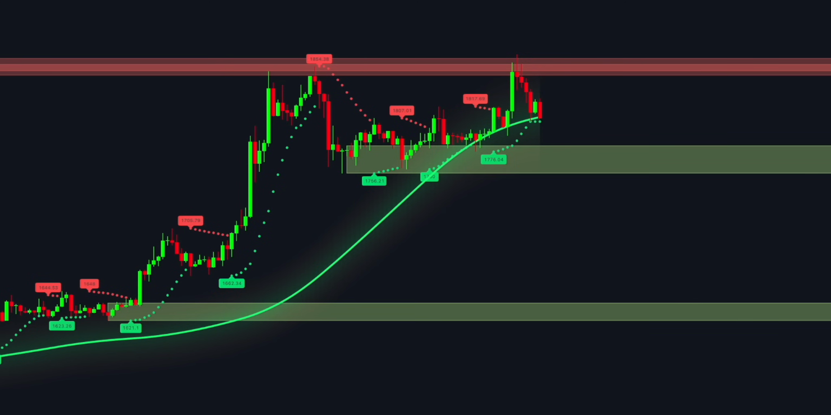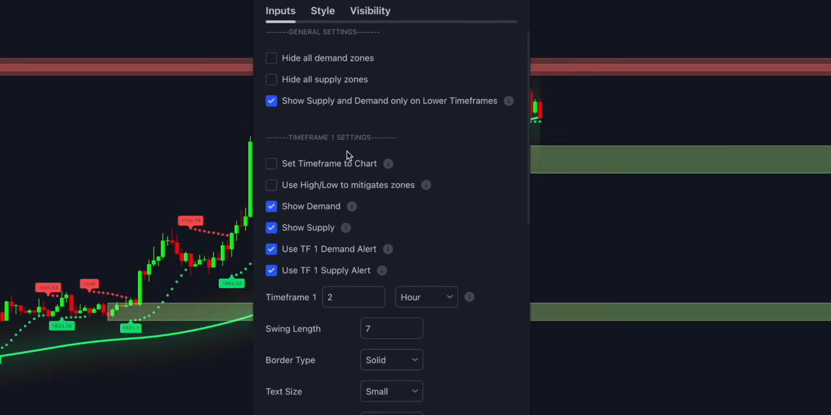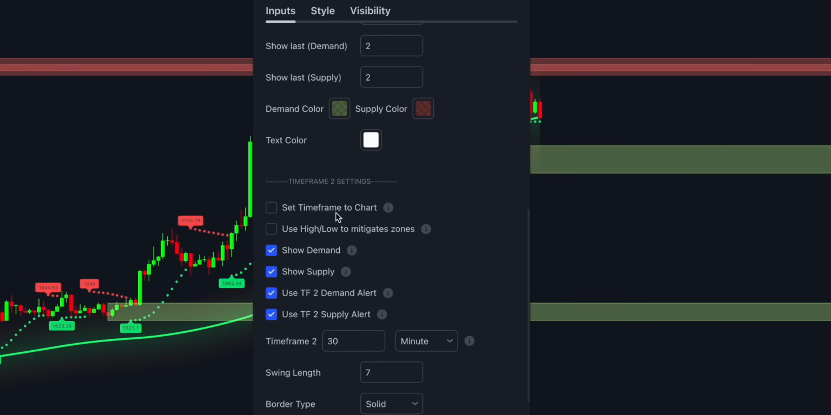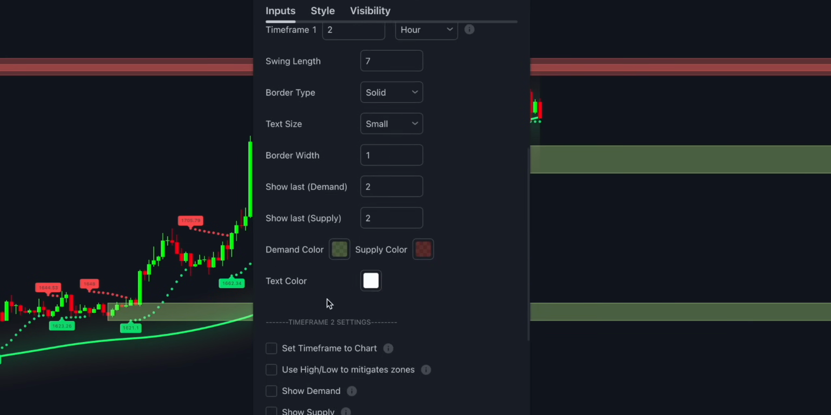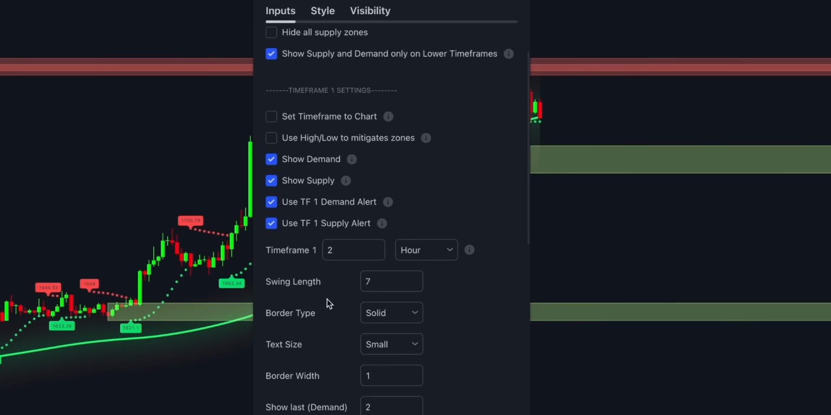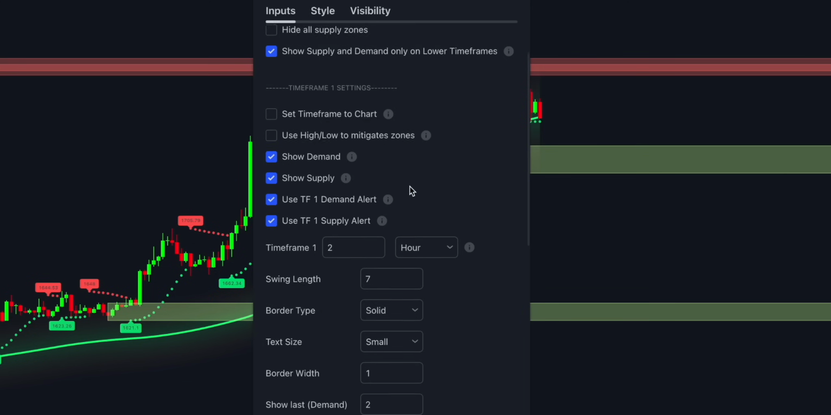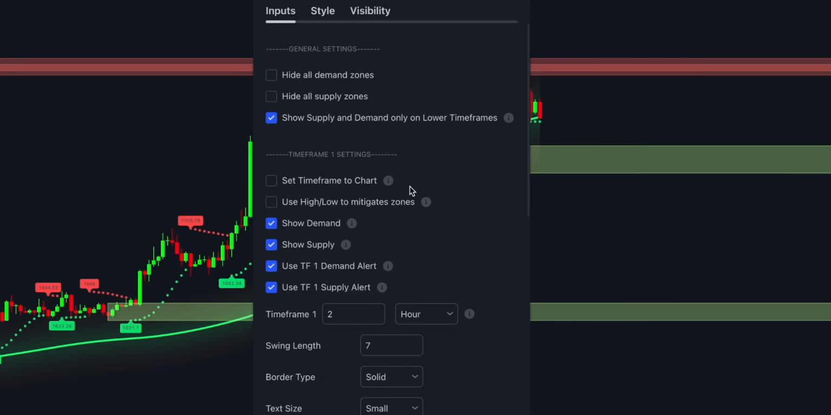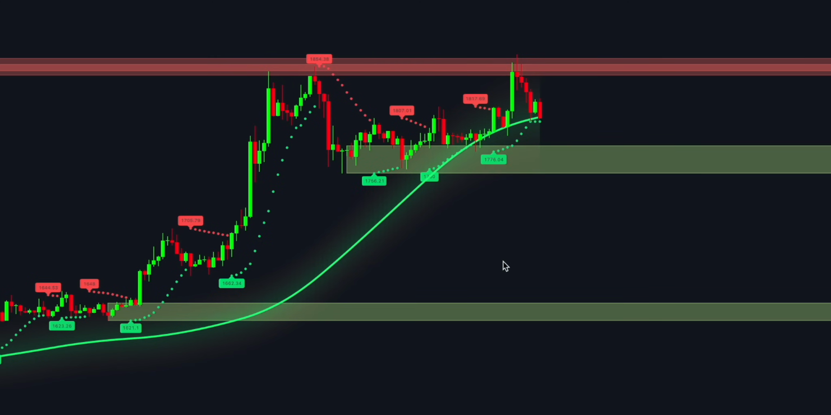Before we start using this indicator, let's open its inputs and customize it. The indicator has 2 time frames available for customization. We must disable time frame 2 for our strategy. This will keep the charts neat. In the time frame 1 settings, enable the 2-hour time frame. If you trade on shorter time frames like 5 and 15 minutes, it is recommended to use a 1-hour time frame for supply and demand. Once you're finished with the settings, click OK.